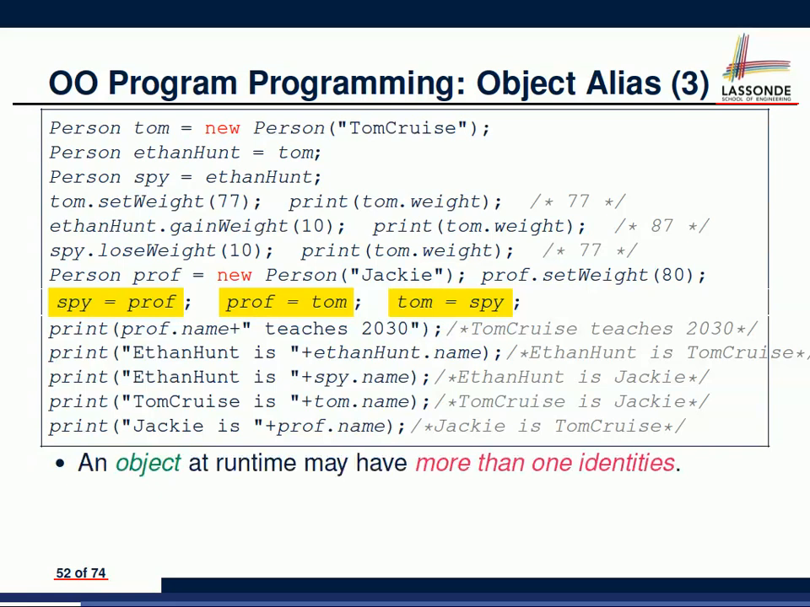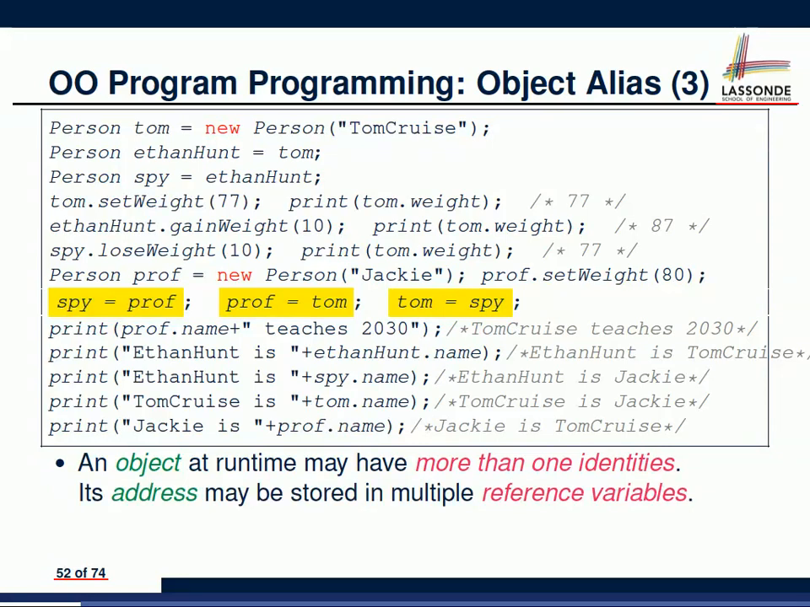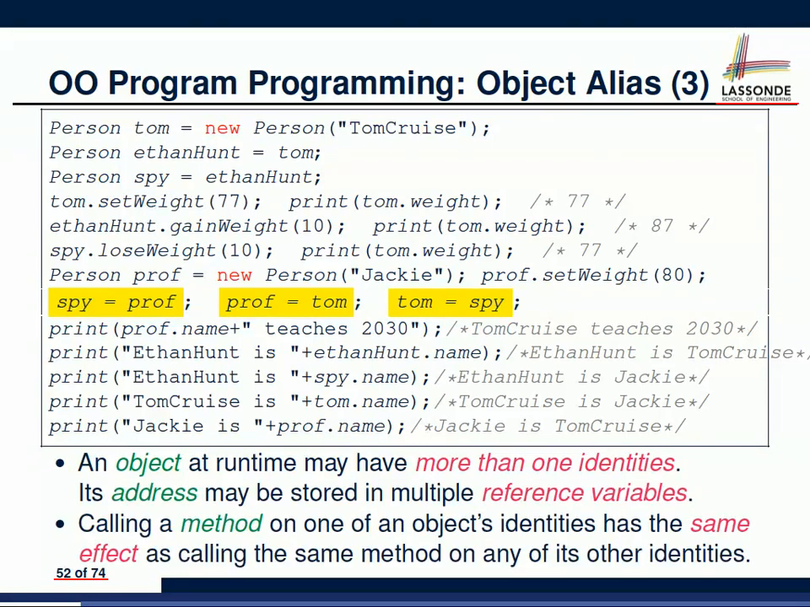Finally, an object at runtime may have more than one identity, meaning that the same address may be stored multiple times, as different copies in different variables. That's exactly what we're trying to see in the example. Okay, that's aliasing.